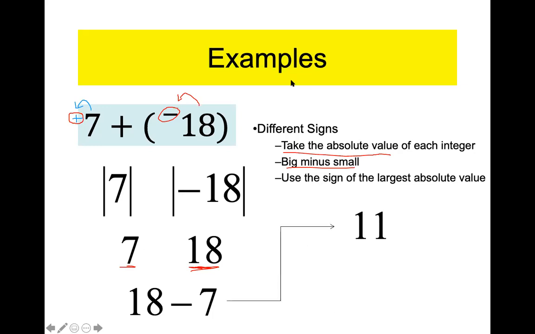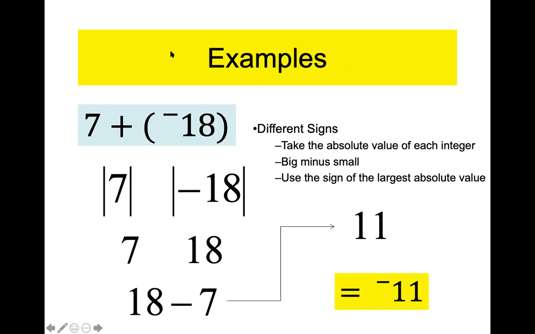And then we have one last step. The last step says go back to the original 2 numbers, +7, -18, and we're thinking coins here. Do we have more negative coins or more positive coins? Negative. That's why the answer is negative.